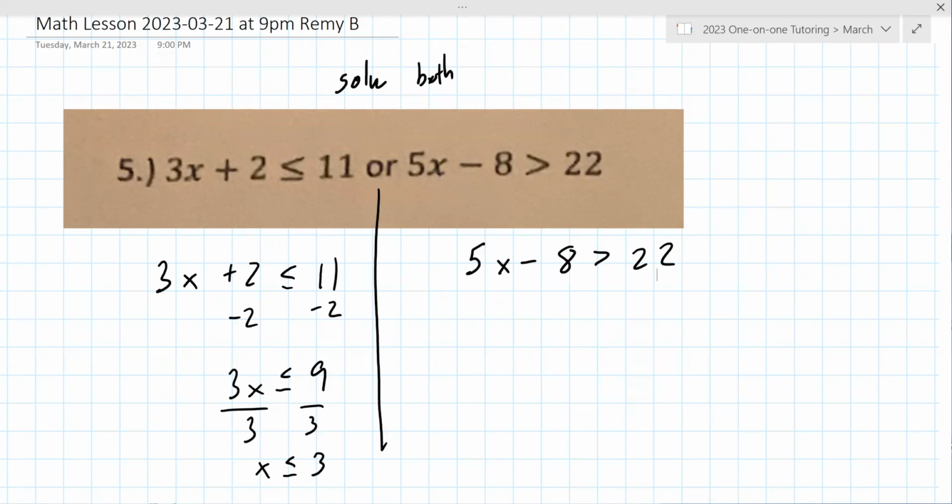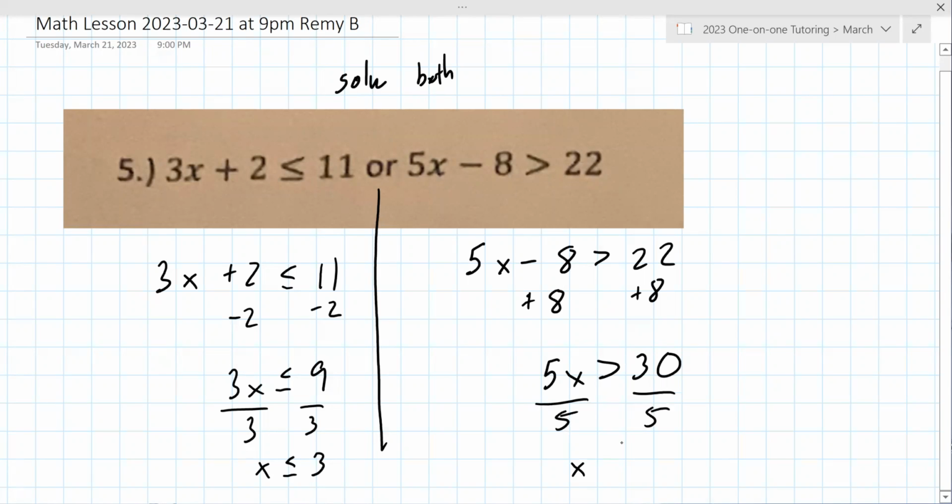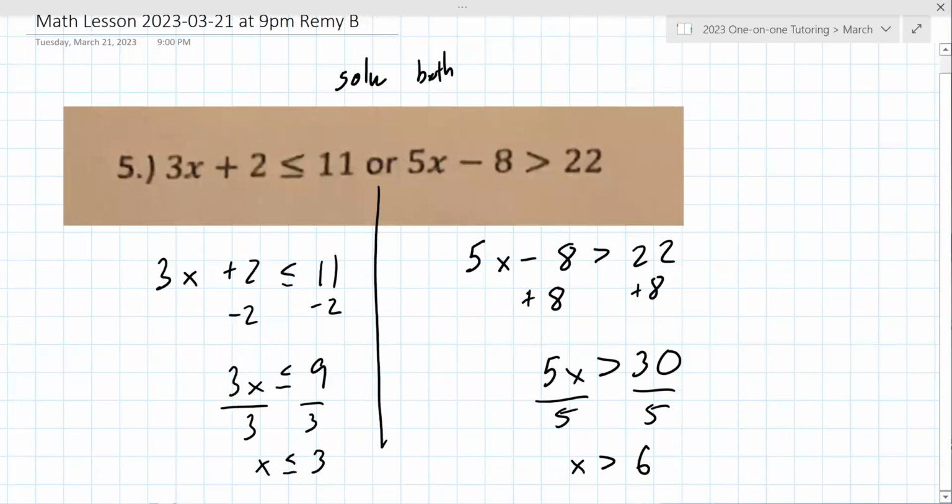So you start off with adding 8. Very good. Both sides, you got 5x greater than 30. And then after you divide by 5, and then that flips the sign. It does not flip it because you're not multiplying or dividing by a negative. Oh yeah, it's only with the negative. I forgot. Yes. Okay. So it becomes x greater than 6.